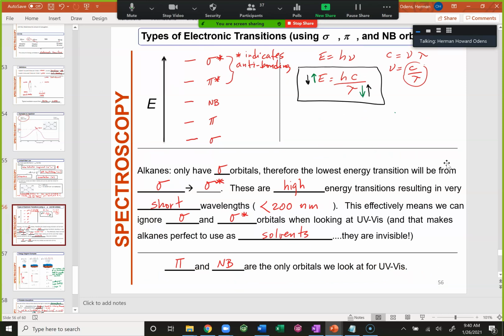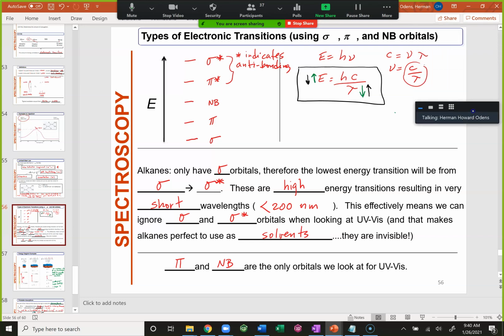All right. So in organic chemistry, we have 3 types of electronic transitions. We're going to be using sigma, pi, and non-bonding orbitals. Usually, remember this, the energy levels start at sigma because that's your first and initial bonding. Then you have the pi, then the non-bondings, which will be right in the middle of the energy diagram. And then you go up to the pi anti-bonding and the sigma anti-bonding.